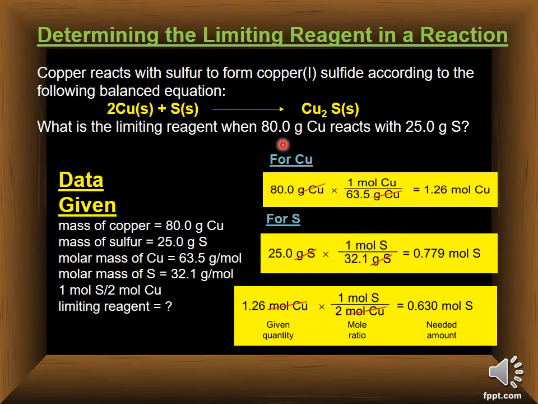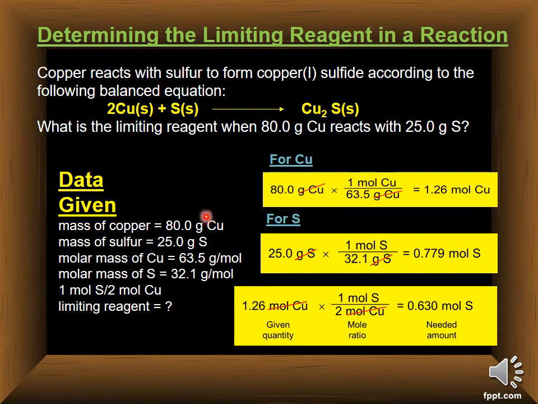So, if grams is given, means mass of copper is given, which is 80 grams, and 25 grams of sulfur is given, which is mass of sulfur 25 grams. By using the periodic table, you can find out the molar masses. So copper 63.5, sulfur 32.1. Now by using the chemical equation, you can find the mole ratio, which is 1 mole of sulfur needs 2 moles of copper to produce this product. And what you need is the limiting reagent.